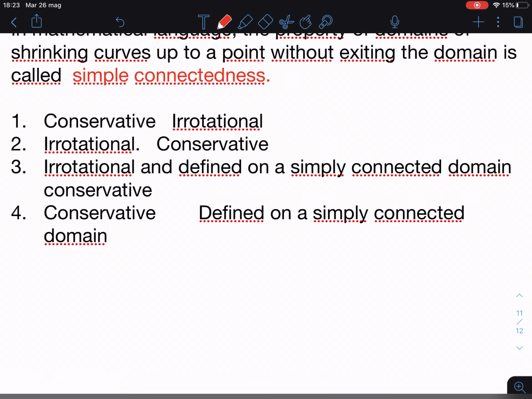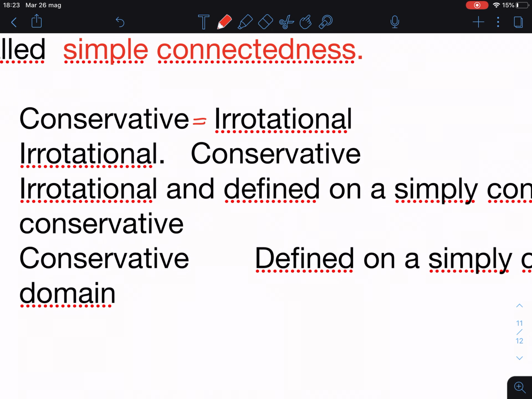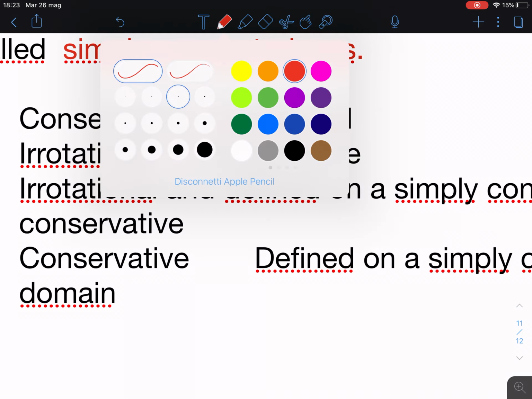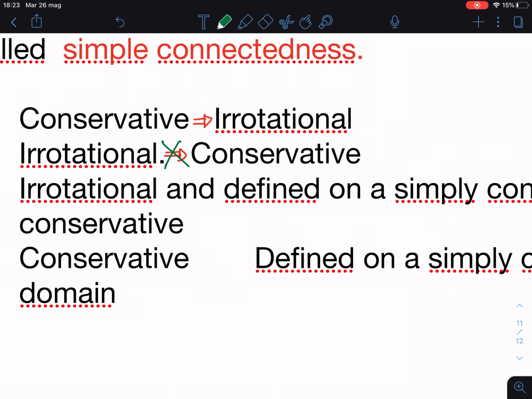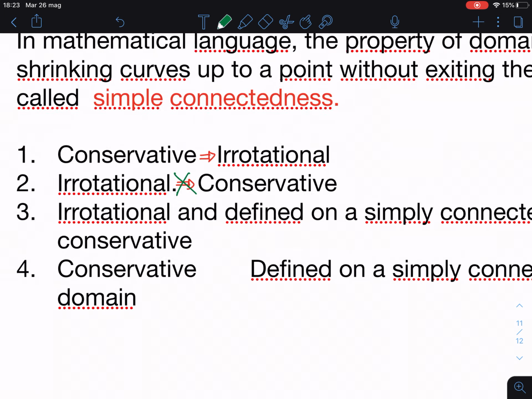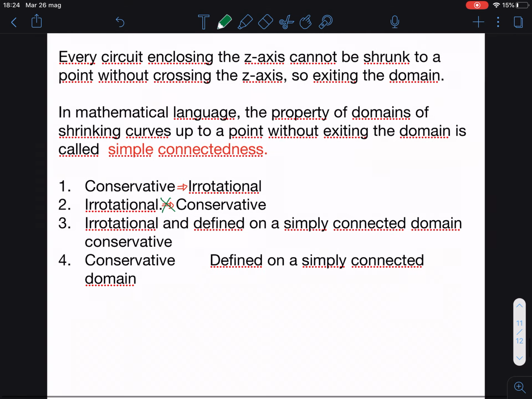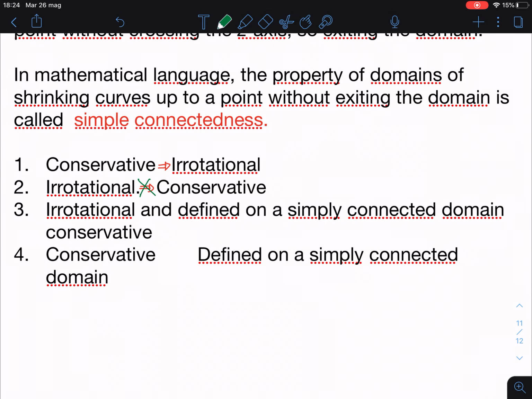Okay, so conservative implies irrotational. This is true. Irrotational does not imply conservative. I know I'm boring, but I want to repeat it many times so you learn it. Irrotational defined on a simply connected domain, so a domain where it is possible to shrink every circuit without exiting the domain, implies conservative. 4. Conservative does not imply defined on a simply connected domain.